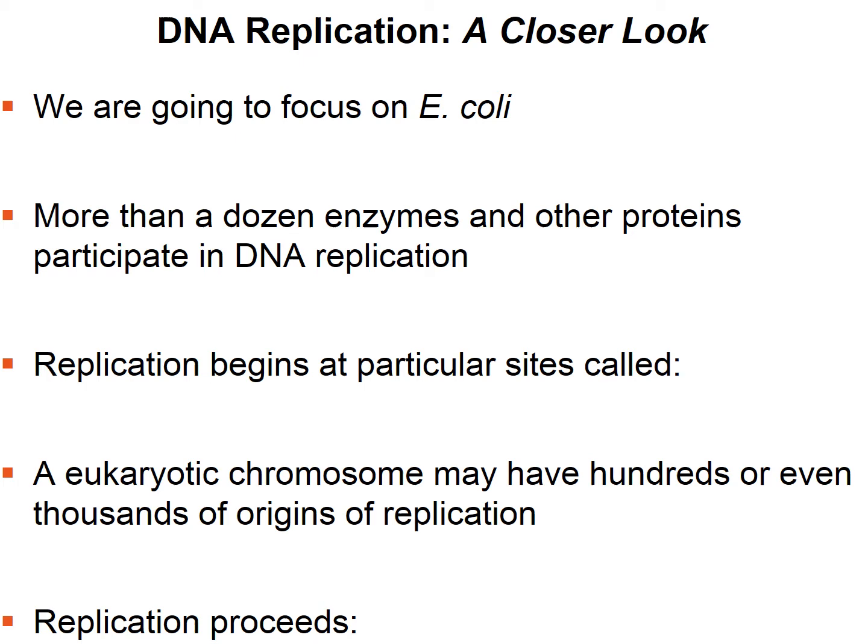Prokaryotes, such as E. coli, have one origin of replication. A eukaryotic chromosome may have hundreds or even thousands of origins of replication. Replication proceeds what we call bidirectionally. It goes in both directions from the origin of replication until the entire molecule is copied.